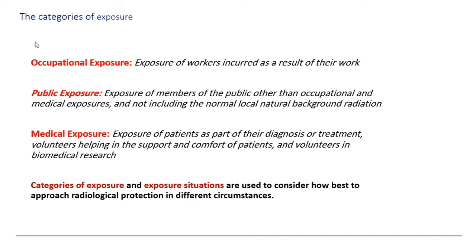Here we have the categories of exposure. The first is the occupational exposure, and it's the exposure of workers incurred as a result of their work. Second is the public exposure, exposure of members of the public other than occupational and medical exposures, and not including the normal local natural background radiation.